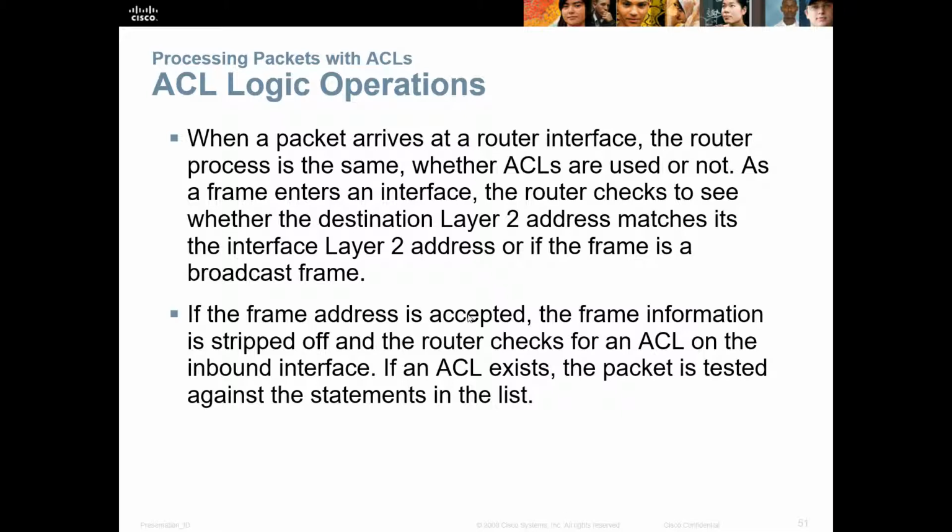So, ACL logic operations: when a packet arrives at a router's interface, the router processes it the same, whether the ACL is used or not. As a frame enters an interface, the router checks to see whether the destination layer 2 address matches the interface layer 2 address. If the frame address is accepted, the frame information is stripped off, and then the router checks for an ACL, because again, ACLs are done at layer 3. They're done against IP addresses.